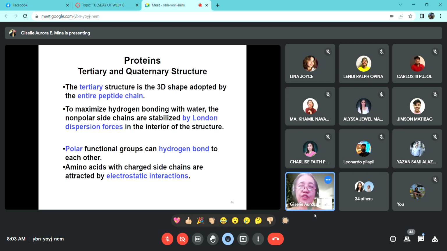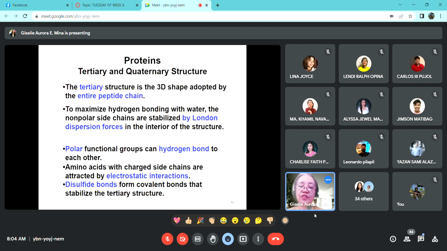Another intermolecular force of attraction that is present in tertiary and quaternary structure is the electrostatic interaction. These electrostatic interactions are present in amino acids with charged side chains, like the acidic amino acids and basic amino acids. They have charged side chains that result in electrostatic interaction with another amino acid. So H bond, London dispersion forces, and electrostatic interactions are the intermolecular forces of attraction present in the tertiary and quaternary structure of protein. There is another, you have the disulfide bond.